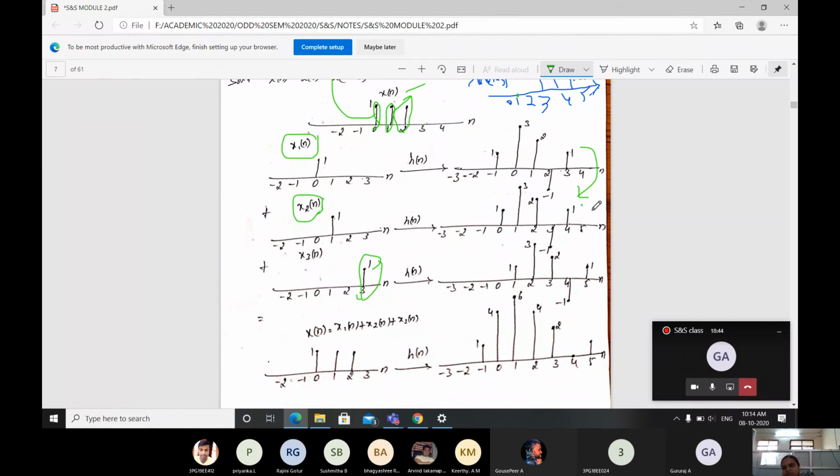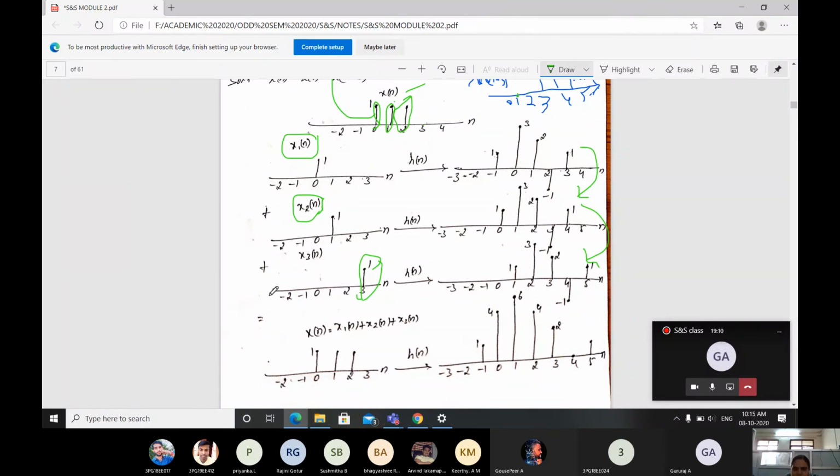Again you have to shift this signal one more position towards the right side. Instead of starting at the 0th position, the sample will start at 1. At 1 it will be 1, at 2 it will be 3, at 3 it will be 2, at 4 it will be -1, and at 5 it will be 1. Next, we have to add all the signals.